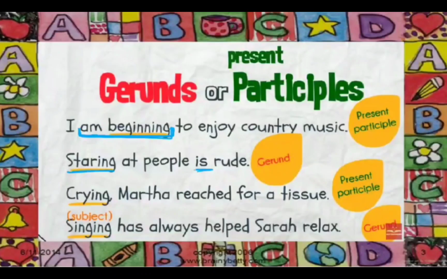Crying, Martha reached for a tissue. Now, crying cannot be an activity. Nobody likes crying. So here, crying acts more like a verb. And singing has always helped Sarah. So singing here is an activity. Hence, this sentence has singing as a gerund. So I hope you've understood gerunds and present participles.